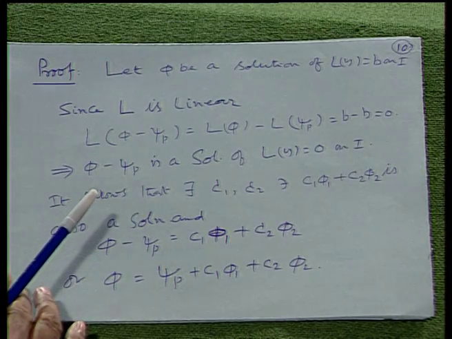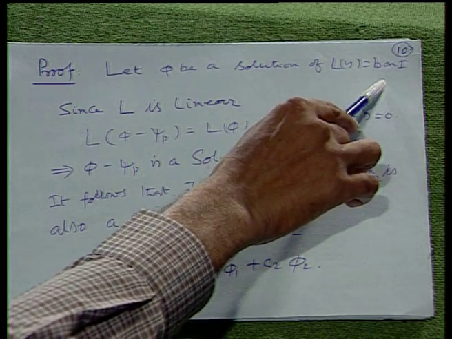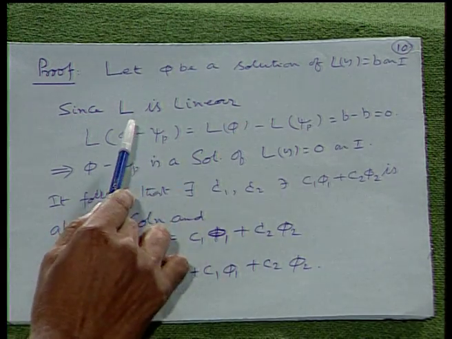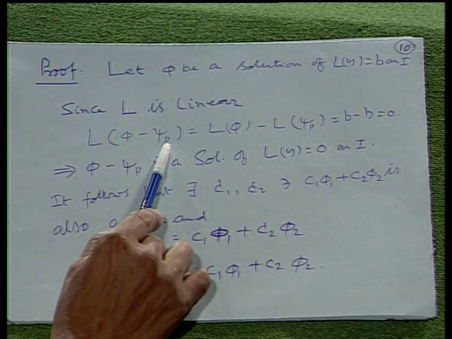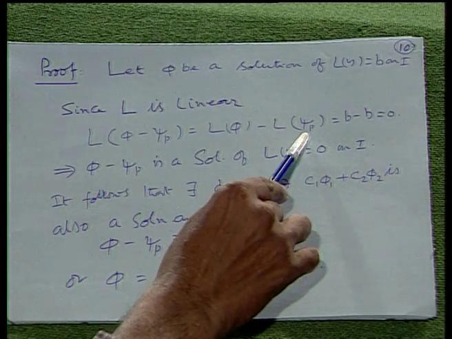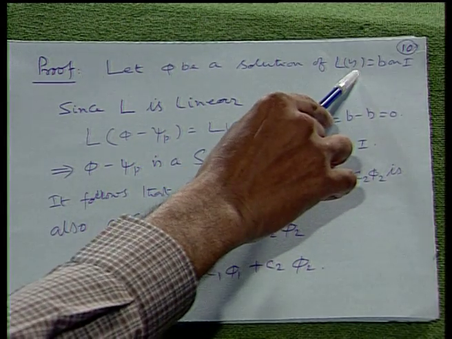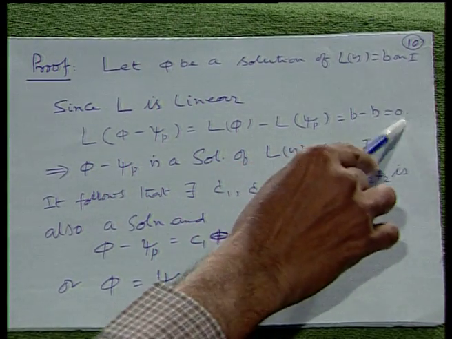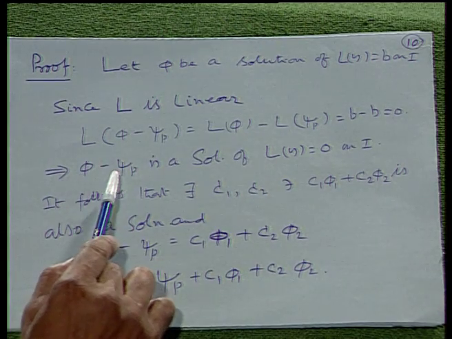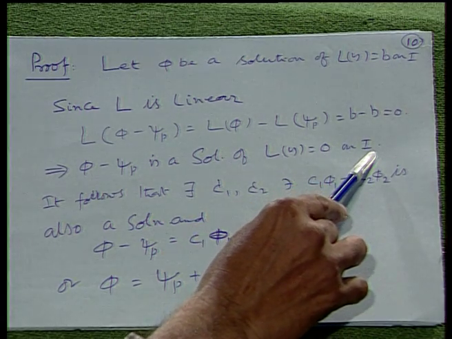Coming to the proof of this theorem, let φ be a solution of Ly = B on an interval I. Since L is a linear operator, I am considering L(φ − ψp), that is equal to L(φ) − L(ψp), as L is linear. L(φ) is the solution of Ly = B, hence is equal to B. L(ψp), the particular integral, is also equal to B. Hence B − B is 0, which implies φ − ψp is a solution of the homogeneous equation Ly = 0 on I.